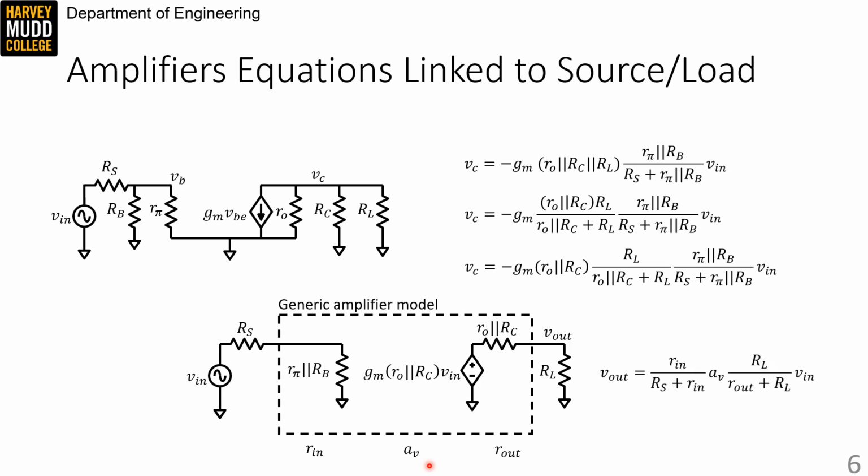With these three terms defined, we can say that the output voltage of any amplifier is equal to an input loading term, which is a divider between Rin and RS, a gain term for the voltage gain, and an output loading term, which is a divider between the load resistance RL and the output resistance.